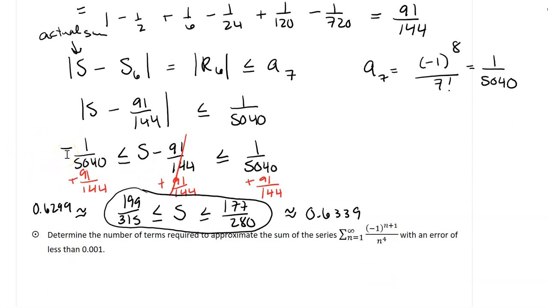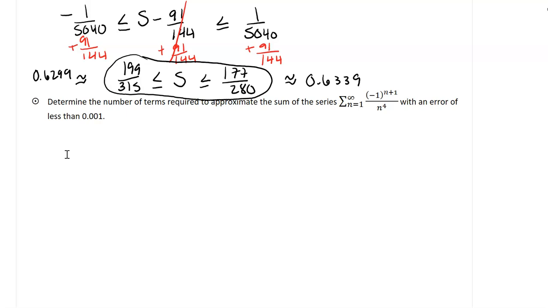So let's look at the next type of problem. It says, determine the number of terms required to approximate the sum of the series, the sum from 1 to infinity of (-1) to the n plus 1 over n to the fourth power, with an error of less than 0.001. So I'm just going to verify a few things here.